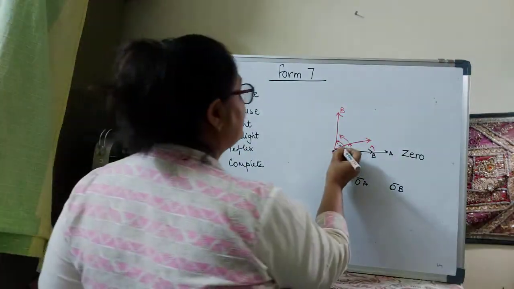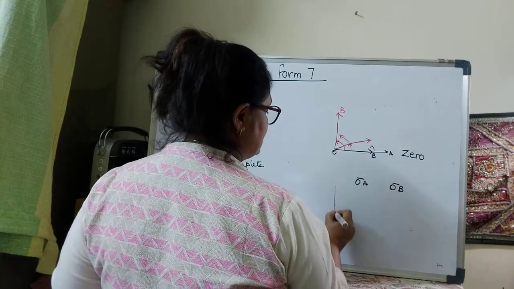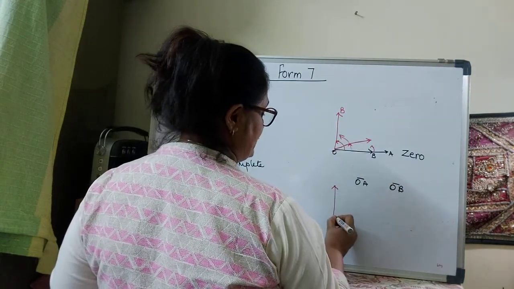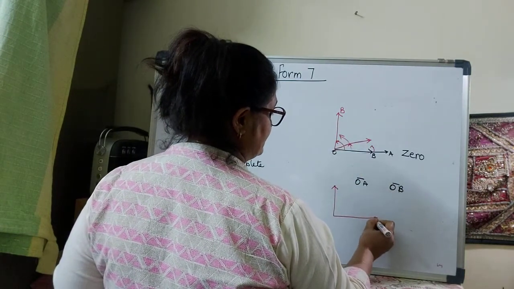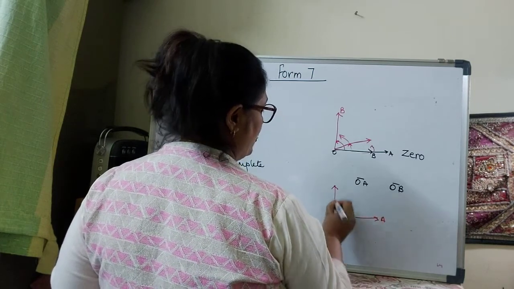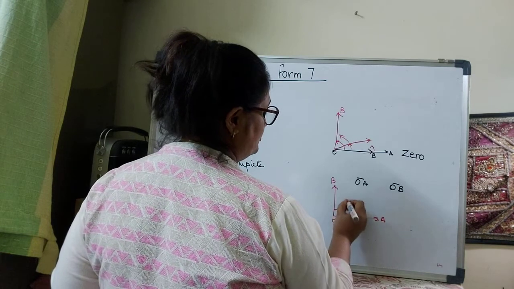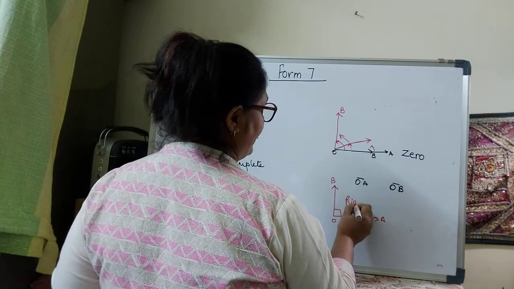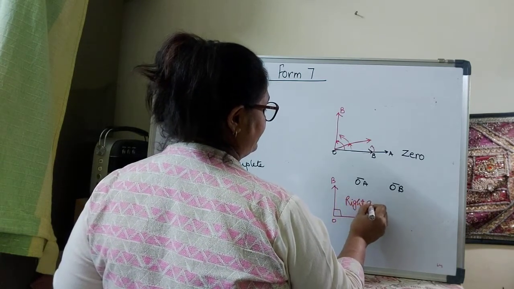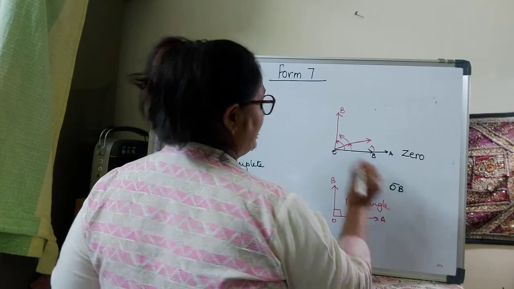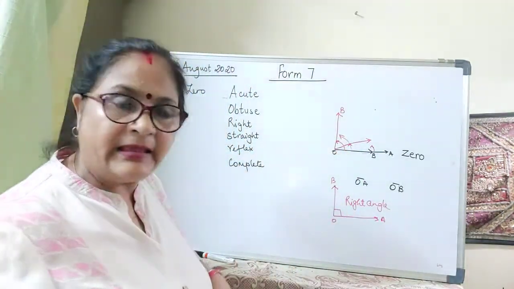So the angle formed here, when OB is straight and OA is here, standing straight, is known as a right angle.